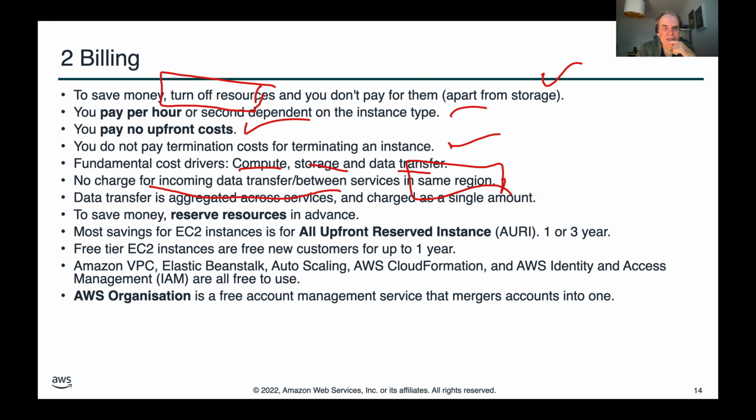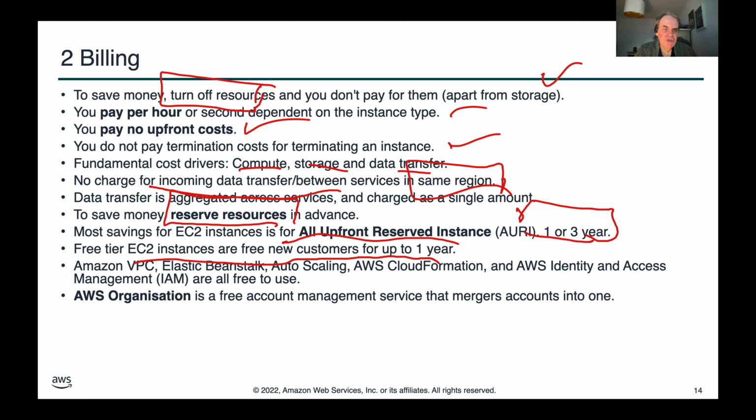It's just all aggregated. To save money, it is possible to reserve resources in advance, and you can pay much less money by reserving an amount of compute power in advance. It is also possible to reserve for between 1 or 3 years, and we can reserve all our EC2 instances with all upfront reserved instances. There's a free tier for new customers up to 1 year.